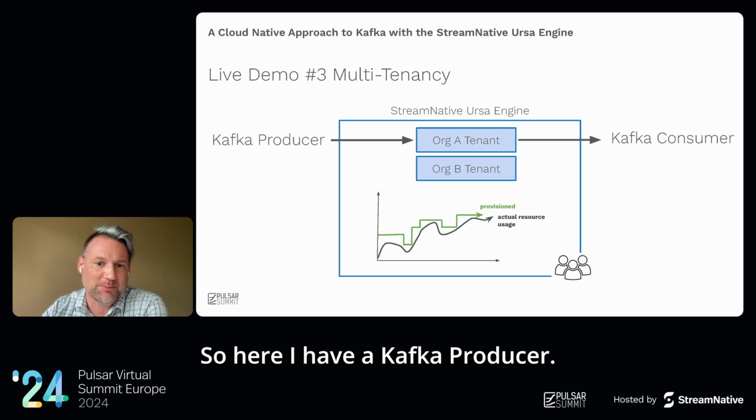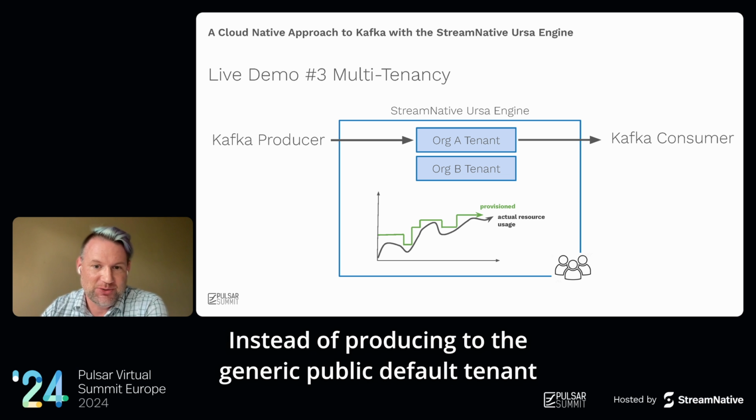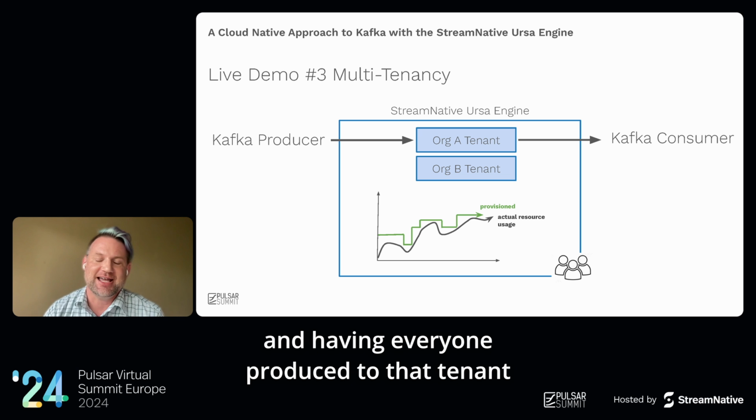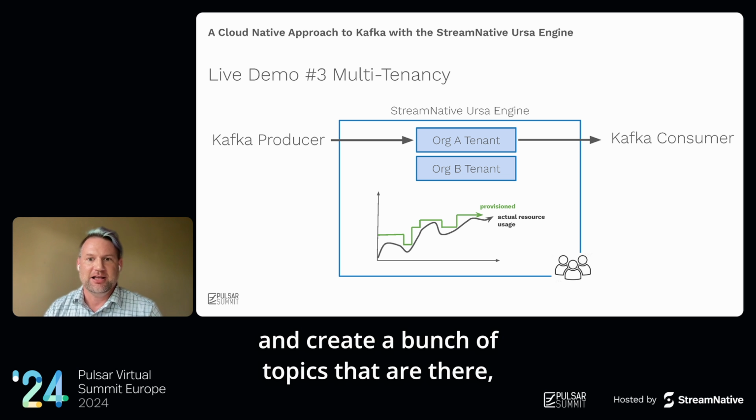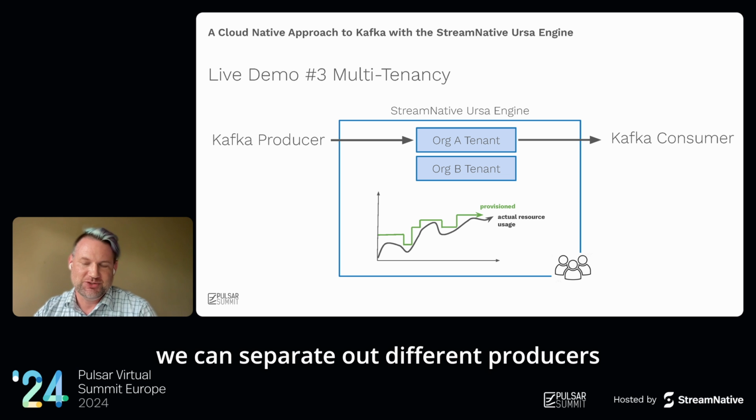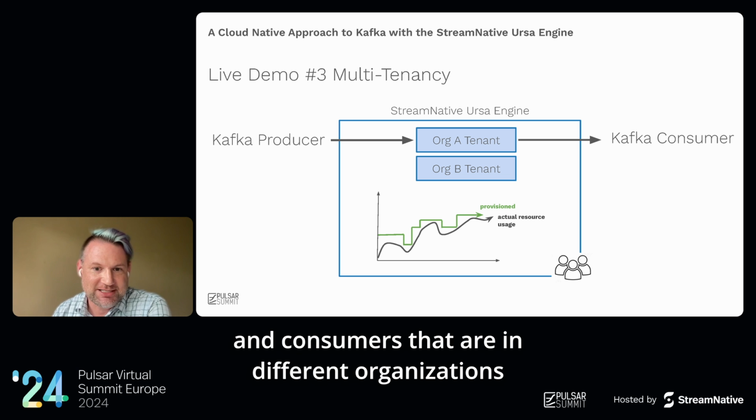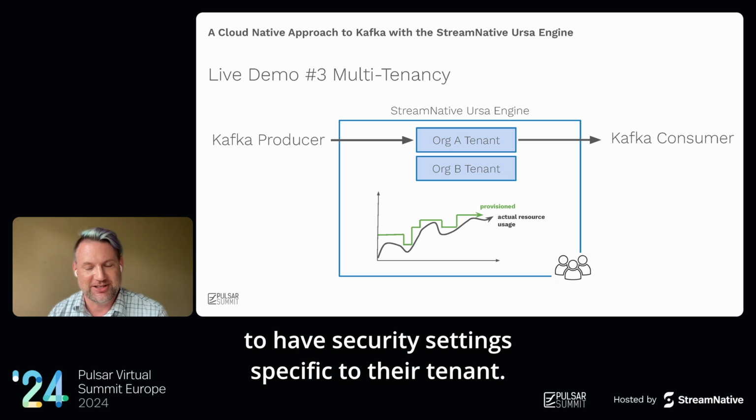So here I have a Kafka producer. Instead of producing to the generic public default tenant and having everyone produce to that tenant and create a bunch of topics that are there, we can separate out different producers and consumers that are in different organizations to have security settings specific to their tenant.